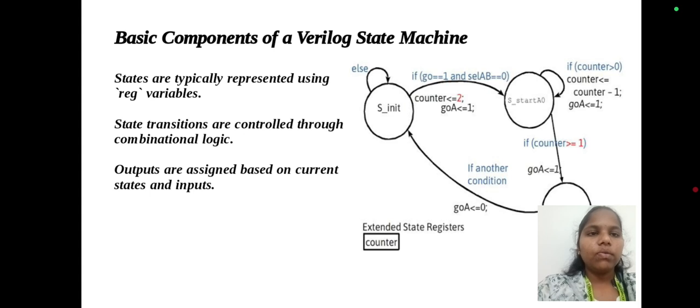Basic concepts of Verilog state machines. States are typically represented using reg variables. State transitions are controlled through combinational logic. Outputs are assigned based on current states and inputs. Observe the extended state register counter. Assign the initial counter in an if-else block, with another condition. This is the program picture to observe.